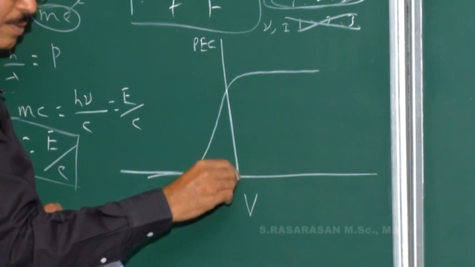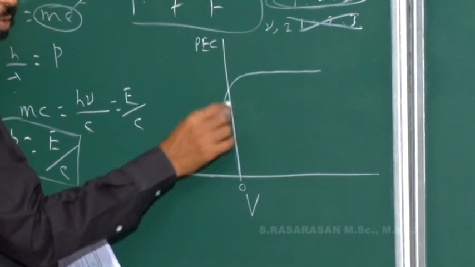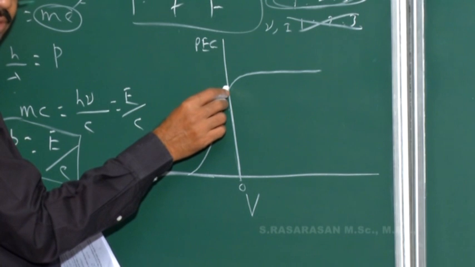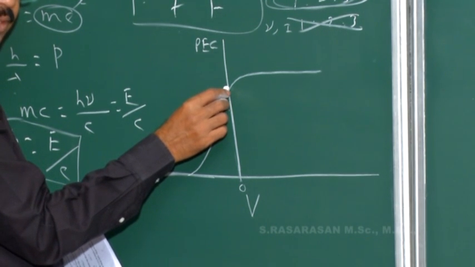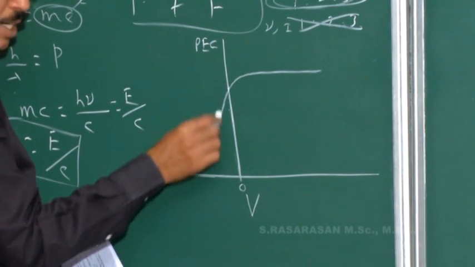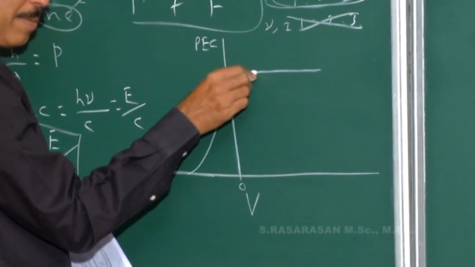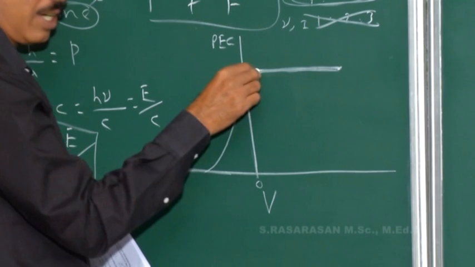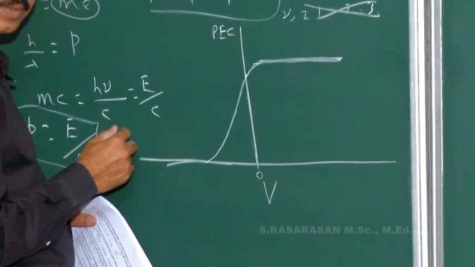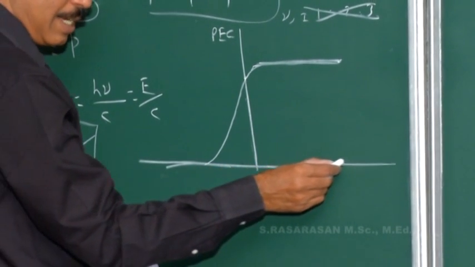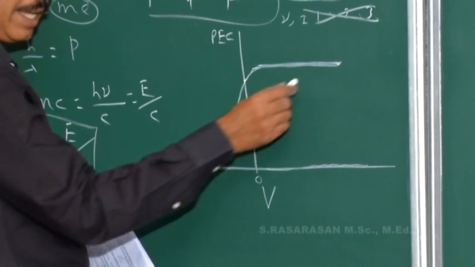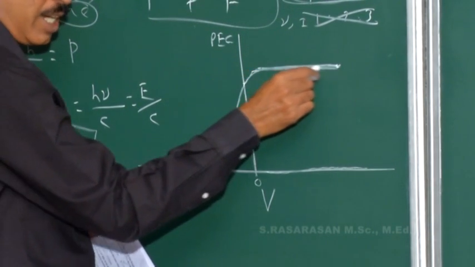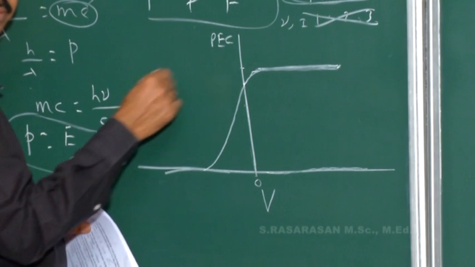Even at 0 volt, the photoelectric current flows. And the photoelectric current increases a little bit and thereby it becomes a constant, called saturation current. The saturation current is called photoelectric current. Whatever may be the increase in anode voltage, accelerating voltage, the photoelectric current is constant, maximum.